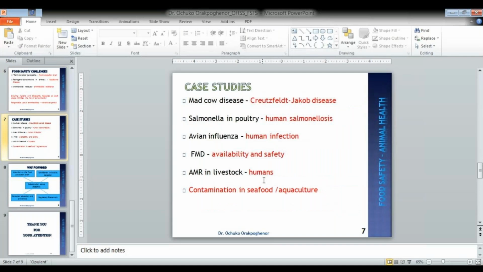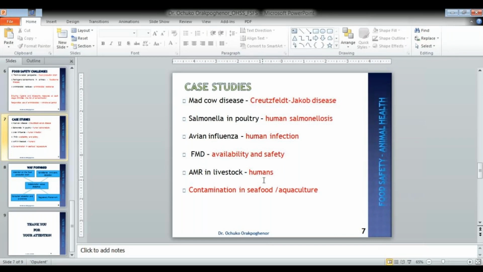We are going to look at case studies. The mad cow disease. Mad cow disease is a disease in cattle. Then we have the Creutzfeldt-Jakob disease in humans. It is believed that this Creutzfeldt-Jakob disease in humans was contracted as a result of consuming meat of cow or beef cattle that has been infected by this mad cow disease. And the Creutzfeldt-Jakob disease is a deadly disease in humans.